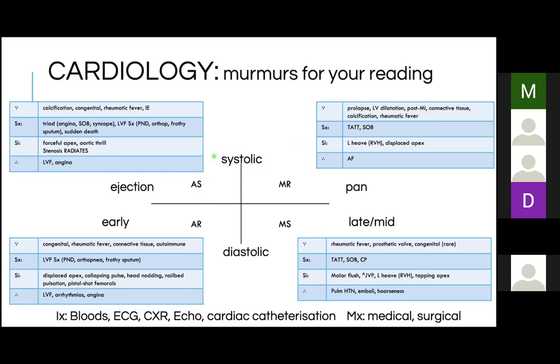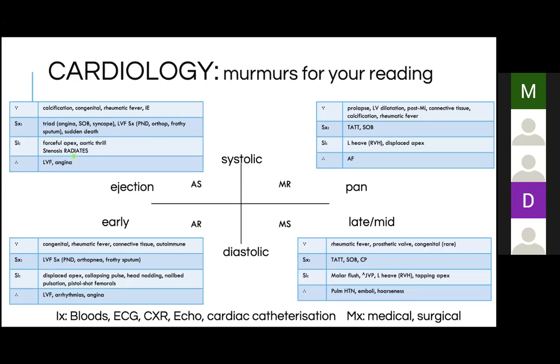So aortic stenosis, it's a systolic murmur, it's ejection systolic. Causes could be calcification, congenital, rheumatic fever, infective endocarditis. Symptoms are generally the classic triad of angina, so chest pain, shortness of breath, and syncope. Three classic features. There could also be symptoms of left ventricular failure, such as PND, which is paroxysmal nocturnal dyspnea, orthopnea, frothy sputum. So frothy sputum is literally, it looks frothy and it can be a bit pink, very lightly pink, and sudden death.